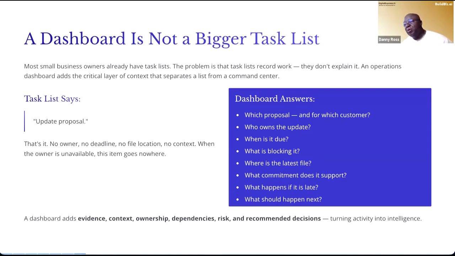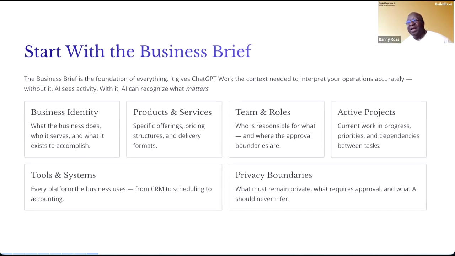Okay. So where the dashboard comes into play is it takes that list of items and then talks about who owns it, when is it due, what's blocking it, where is that latest file, do we have the resources, money, commitment to support it, what happens if it's late. So the AI can look at all of that and give you back the information and the approvals that you need to make. So if we take a look at the starting point, it always starts the same way.